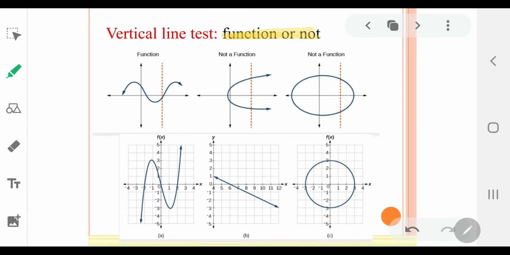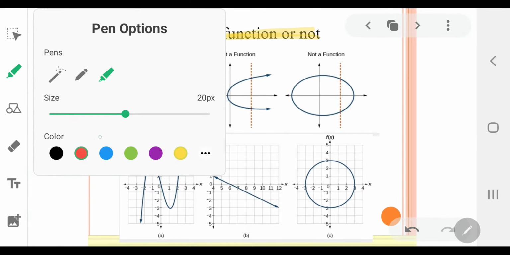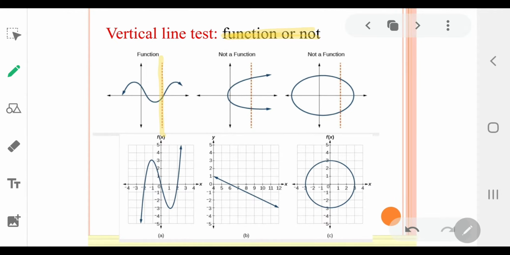And how do we use this vertical line test? It's very easy and very simple. If given any graph and you need to determine whether it's a function or not, you just draw a vertical line anywhere, and if it crosses the graph in more than one point, then we say it's not a function. Let's see here. This one crosses the graph in only one point, so yes, it is a function.